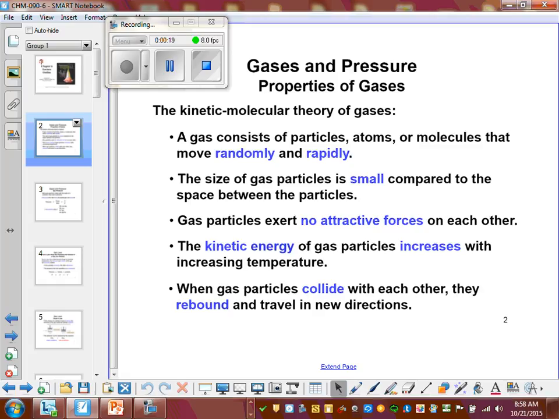So we're talking about the kinetic molecular theory of gases. Right there in the name, kinetic. So we're talking about what? Energy of motion. So, according to the kinetic molecular theory, a gas consists of particles, atoms, or molecules that move randomly and rapidly.